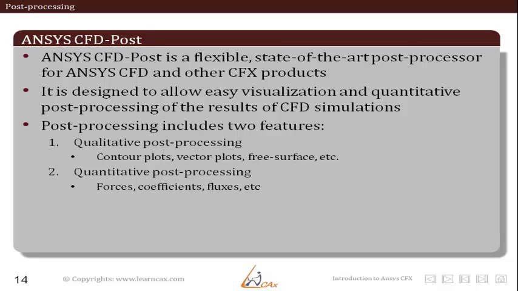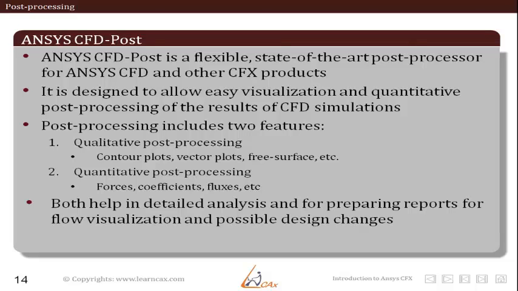There are basically two features for extracting results. First is qualitative post-processing, which includes plotting contours, vectors, result, surface creations. Second is quantitative results, which are actual values of parameters and variables like forces, coefficients, and flux values. Both types of results are required for extracting design relevant data from CFD results.